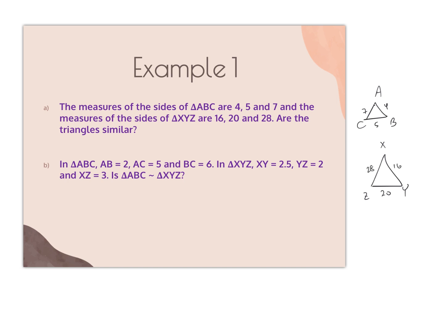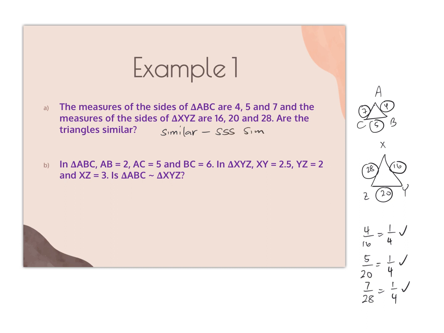Notice that we haven't been given any angles, so angle-angle is out, and side-angle-side is out. However, what about side-side-side similarity? I'm going to take two sides, 4 and 16, and their ratio is 1/4. Now I'll take 5 and 20, and that should give me the same 1/4 if the triangles are similar. And I'll take 7 and 28, and that should give me the same ratio. I got 1/4 for every single one, which means the sides are proportionally the same, and therefore the triangles are similar because of the side-side-side similarity theorem.